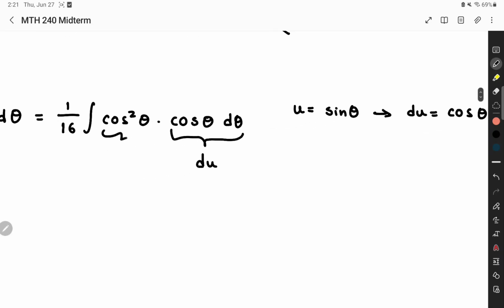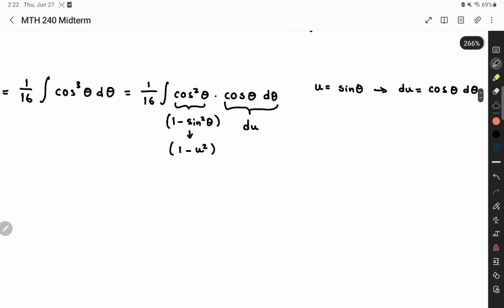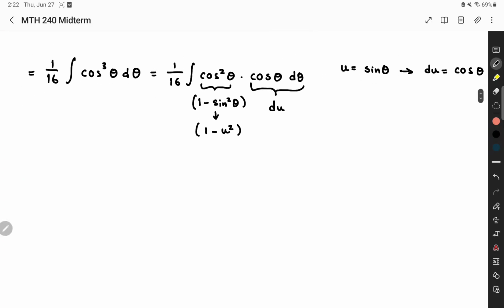But how about this cos squared theta? Our u is equal to sine theta. Well, we know that this is an identity, and we can rewrite this as 1 minus sine squared theta. And now we have rewritten this in terms of sine, which means that we can rewrite it as 1 minus u squared. And so now we have this simple integral that we have to calculate.